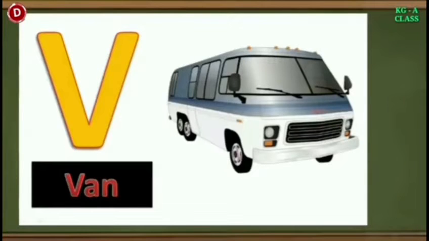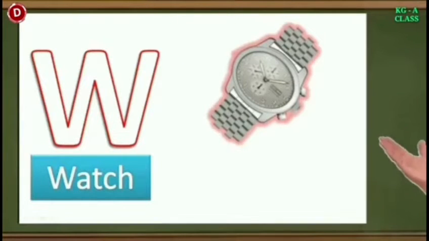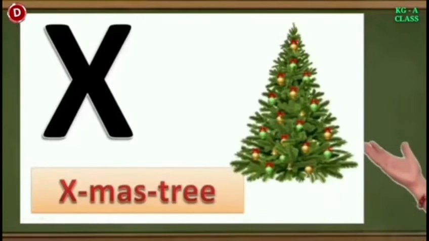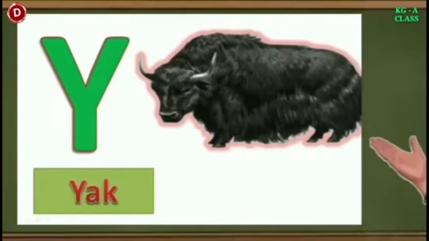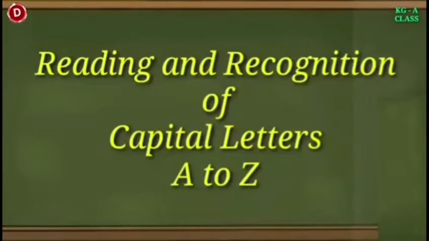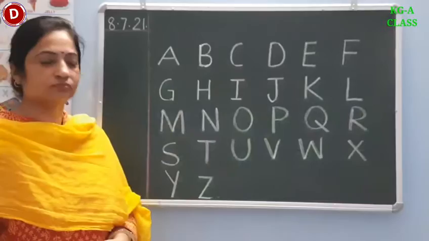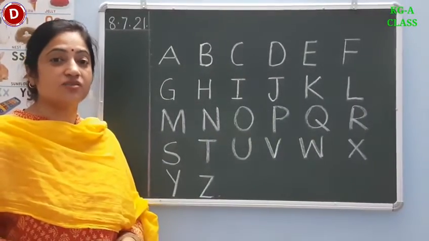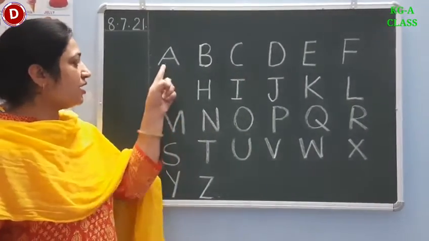The next letter is V. V for van. Now comes W. W for watch. Children, this is X. X for Xmas tree. Children, this is capital Y. Y for yak. And now comes the last letter. This is Z. Z for zebra. Children, in this way, you have to learn to read and recognize capital letters A to Z with the help of pictures. Children, now it's time to revise phonic songs of the letters A to M.